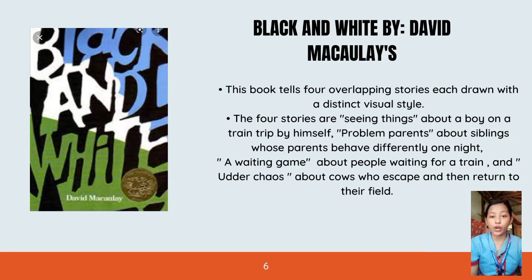This book tells four overlapping stories, each drawn with a distinct visual style. The four stories are Seeing Things, about a boy on a train trip by himself; Problem Parents, about siblings whose parents behave differently; A Waiting Game, about people waiting for a train; and Udder Chaos, about cows who escape and then return to their field. Macaulay's Black and White in 1990 is a classic example of non-linearity.